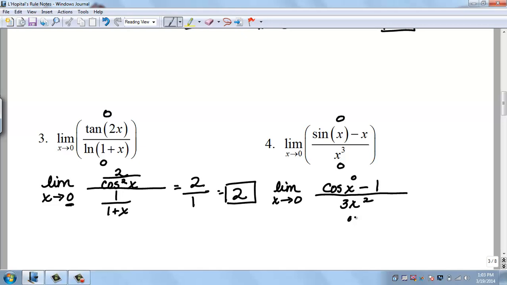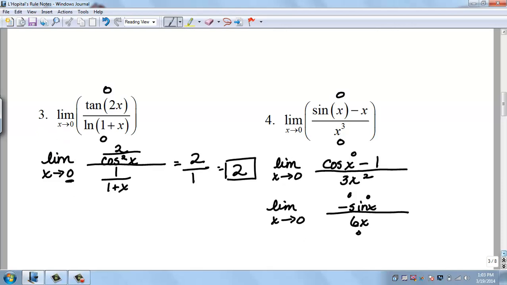Okay? So this equals the limit as x approaches 0. I'm going to take the derivative again. The derivative of cosine is negative sine of x, and the derivative of 1 is 0. And then the derivative of 3x squared is 6x. Now let's try plugging this in. The sine of 0 is 0, and I'll still get 0 over 0. Alright? So let's keep going.